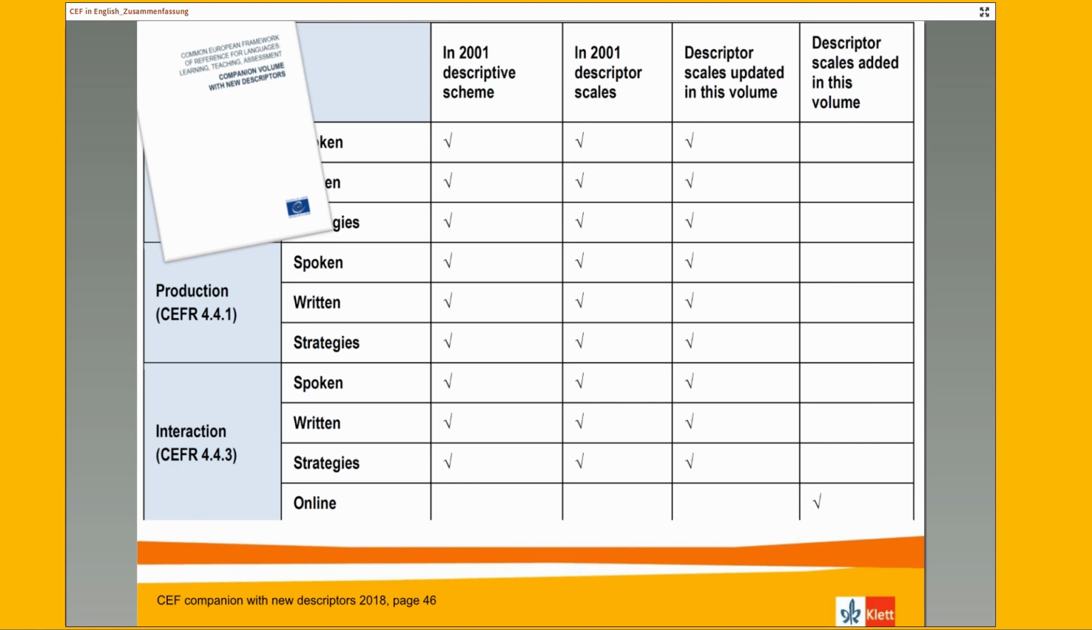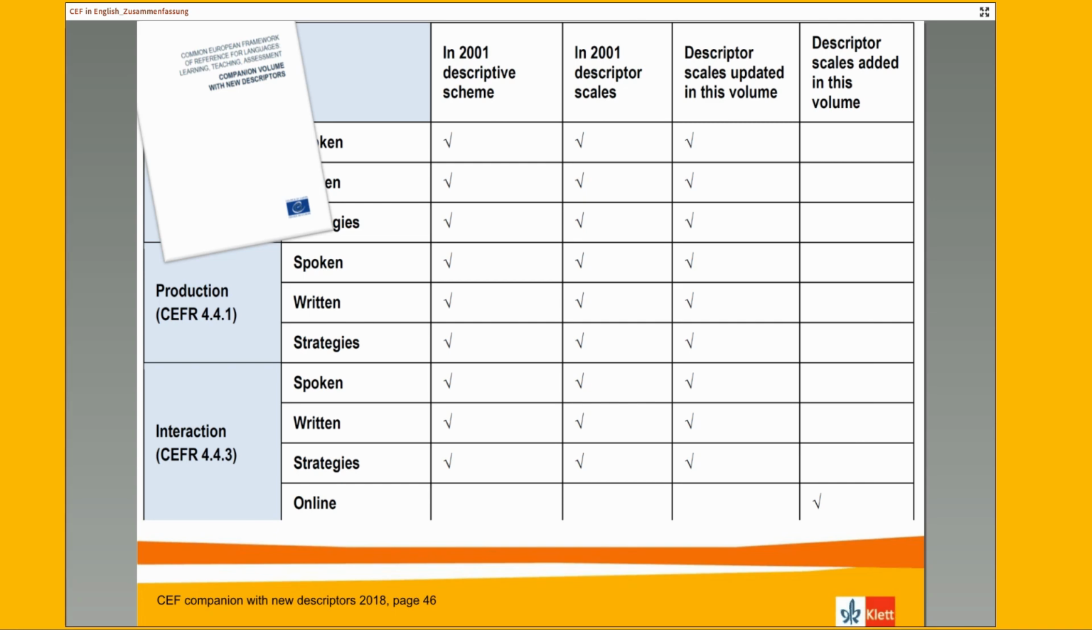Welcome to the short tutorial on the revised CF reflected in your course books. The main change between the original CF published in 2001 and the revised edition that was published in 2018, you can see the document, the PDF that you can download online in the upper left corner of the slide.